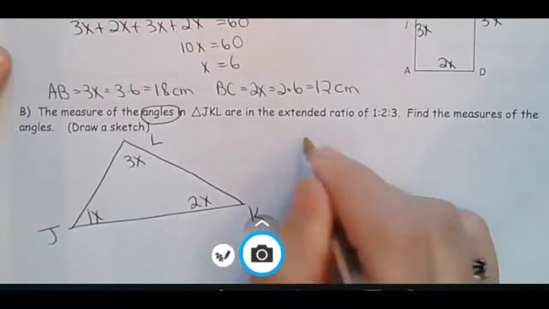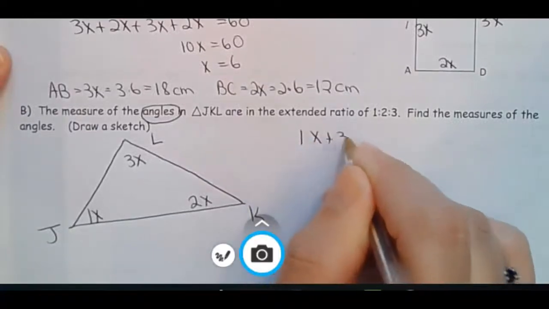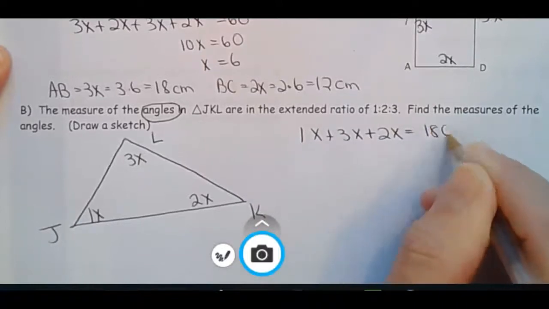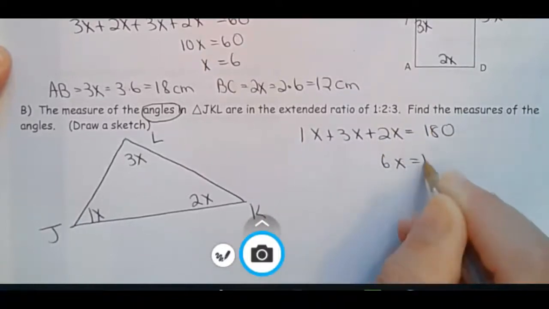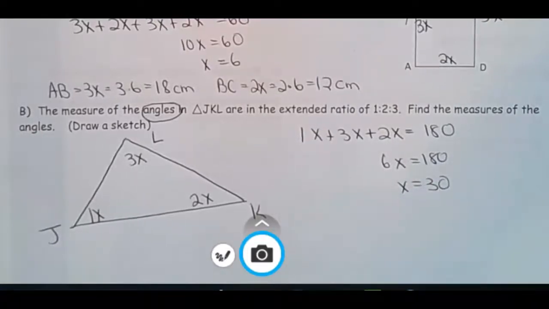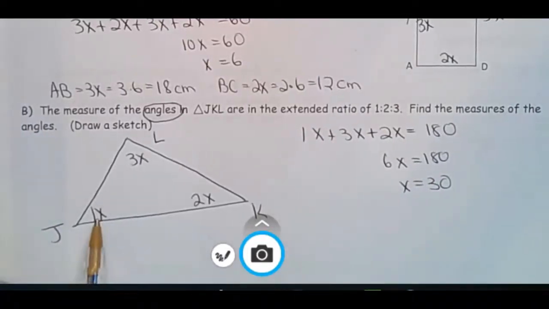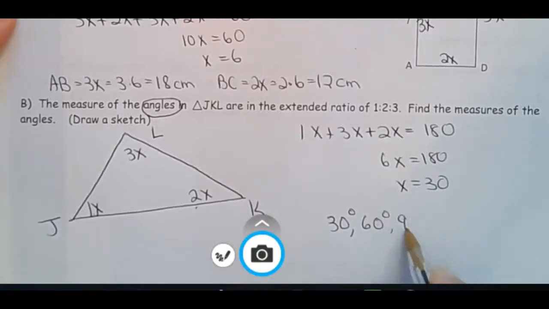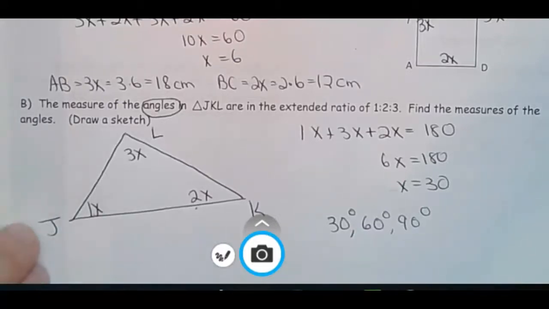And we know the sum of the angles in a triangle is equal to 180 degrees. 6x is equal to 180. X is equal to 30, and we have to find the measures of the angles. Well, the first angle is 1x, so that's 30 degrees. The second is 2 times 30, which would be 60, and the third one is 3 times 30, which is 90. Notice when you add all of those up, you do get 180 degrees.